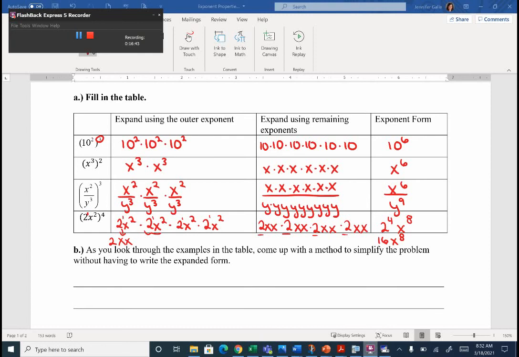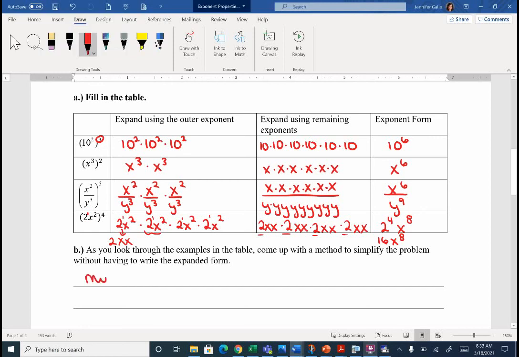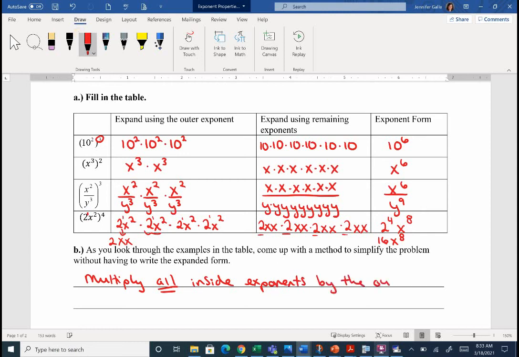Yeah, so we're going to multiply those exponents. Multiply. Do you guys want to say inside exponent by the outside exponent? Okay. Multiply all inside exponents by the outside exponent. And guess what, guys? That's going to take care of it for us. I know that bottom row is bugging you, but I'm going to put my same warning on as I did the first property. Watch out for exponents of 1.